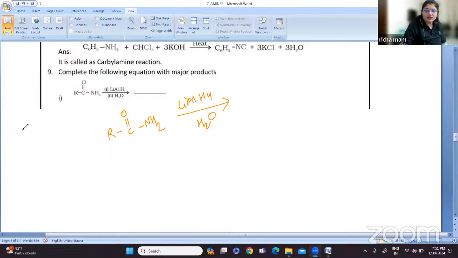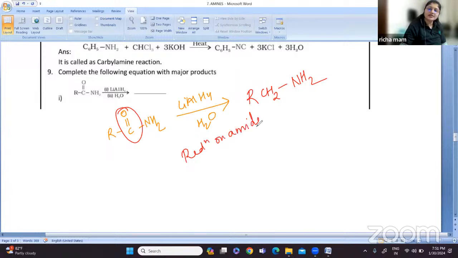Okay. Others? So R-CH2, the C double bond O is converted to a CH2 group. So this is a reduction. We are doing a reduction on the amide group. Lithium aluminum hydride is a good reducing agent. So when we do reduction with lithium aluminum hydride, the C double bond O is converted into CH2, and a primary amine is formed. This is the answer. Okay, next.